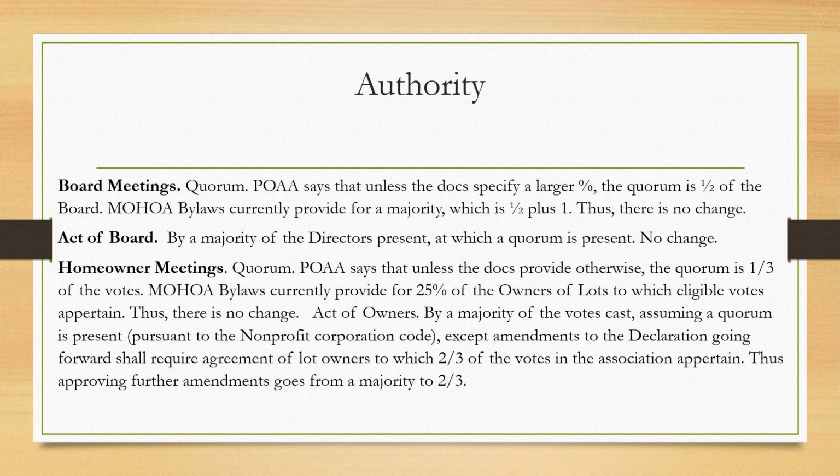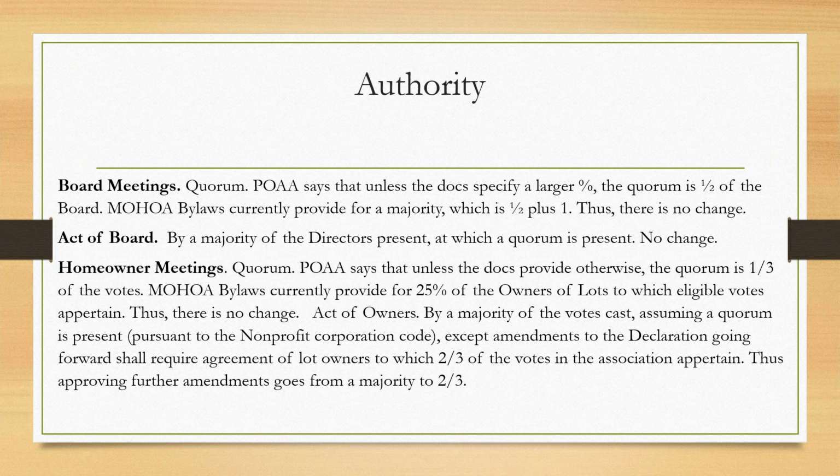The board has the authority to manage the community, and there have been a lot of questions about a POAA giving the board more authority. So I just want to go through the examples, the HOA versus the POAA under authority. Currently, for board meetings, a quorum must be present. POAA says that unless the docs specify a larger percentage, the quorum is half of the board.